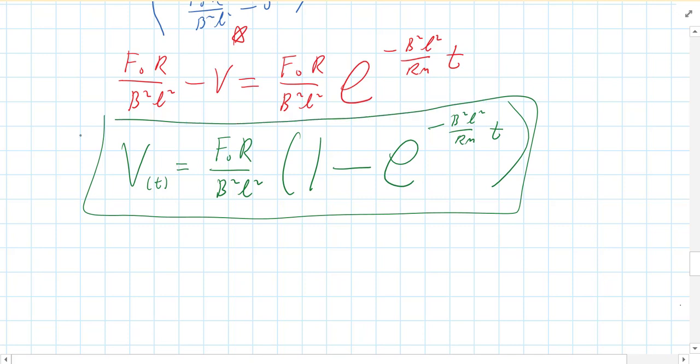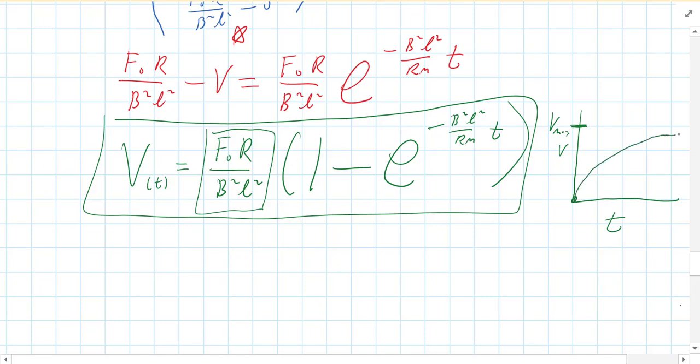And we've had that kind of expression many times before, different constants in there, but the same kind of expression. If you were to graph this velocity as a function of time, our max terminal velocity is this coefficient out front here, F naught R over B squared L squared. So I'll just write that as v max, okay? And we start from rest and we exponentially approach that value.